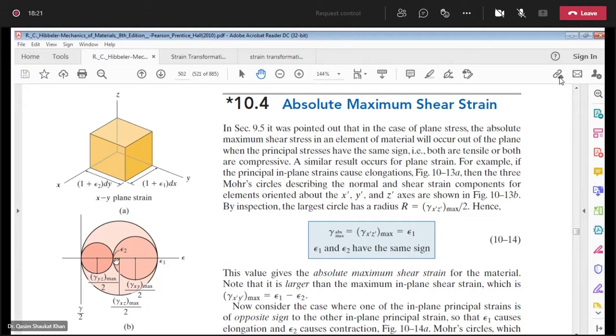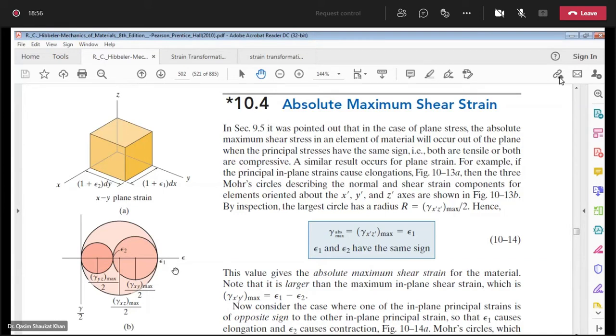So from the figure we can see that this one, gamma xz over 2, that is epsilon 1 over 2, is our absolute maximum shear strain, and this is the xz plane. So this is out of the plane. So absolute maximum shear strain is equal to gamma xz over 2, which is equal to epsilon 1 over 2. So 2 will cancel out. So absolute maximum shear strain will be equal to epsilon 1.